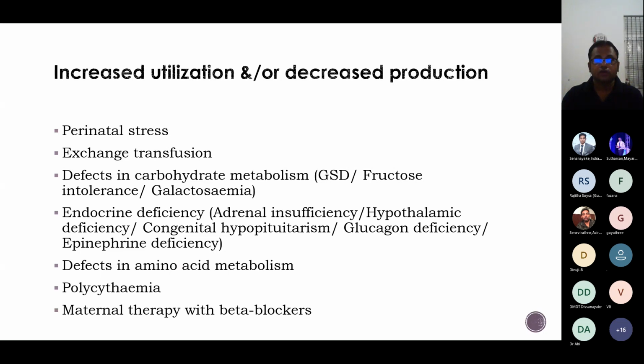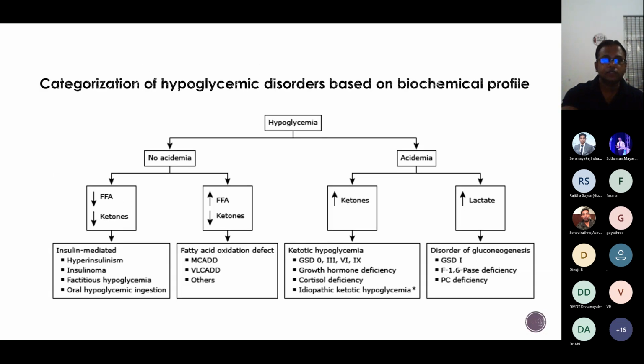So children who have midline defects, like cleft palates and hypogonadism, then we have to think about congenital hypopituitarism. Also defects in amino acid metabolism, pancytopenia, polycythemia, and then maternal drug use, like drugs such as beta blockers.